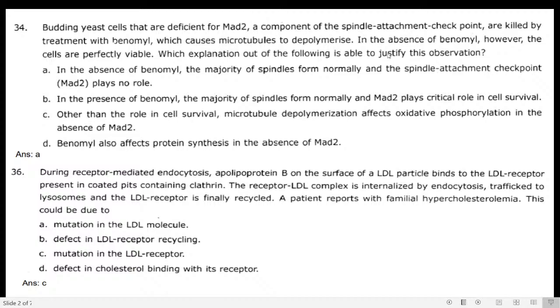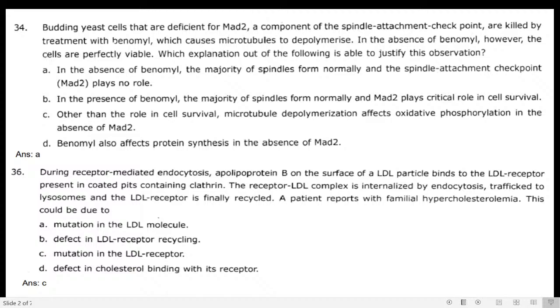Here they mention the concept. They provided the question: there is some yeast that lacks a compound, and that compound is a very important checkpoint. The cells are killed by the treatment of nocodazole, so the cells are dying because of nocodazole, which helps to depolymerize.